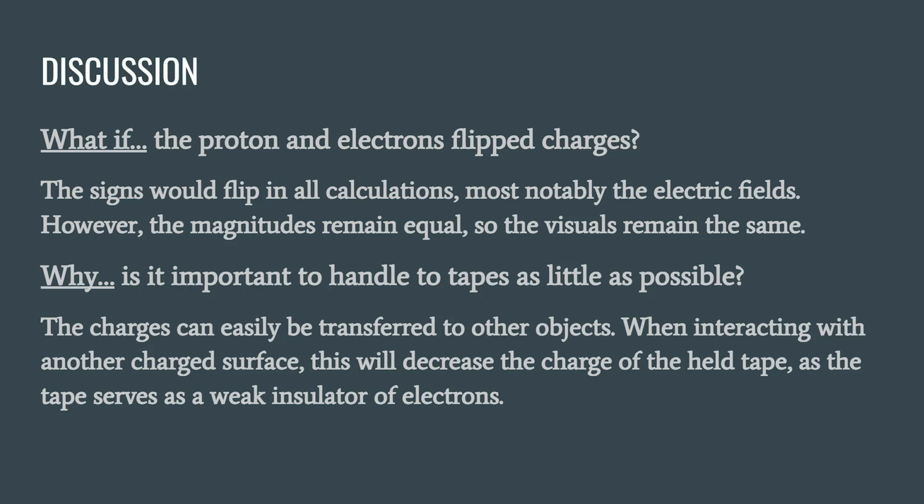Now, why is it important to not touch the tapes as much as possible? This is because the tapes, which act as an insulator for electrons, can easily transfer electrons to other objects if they interact with them, weakening themselves as a result. So it is best to handle them as little as possible to make sure they can maintain their electrostatic charge and to make sure the experiment actually works as intended.